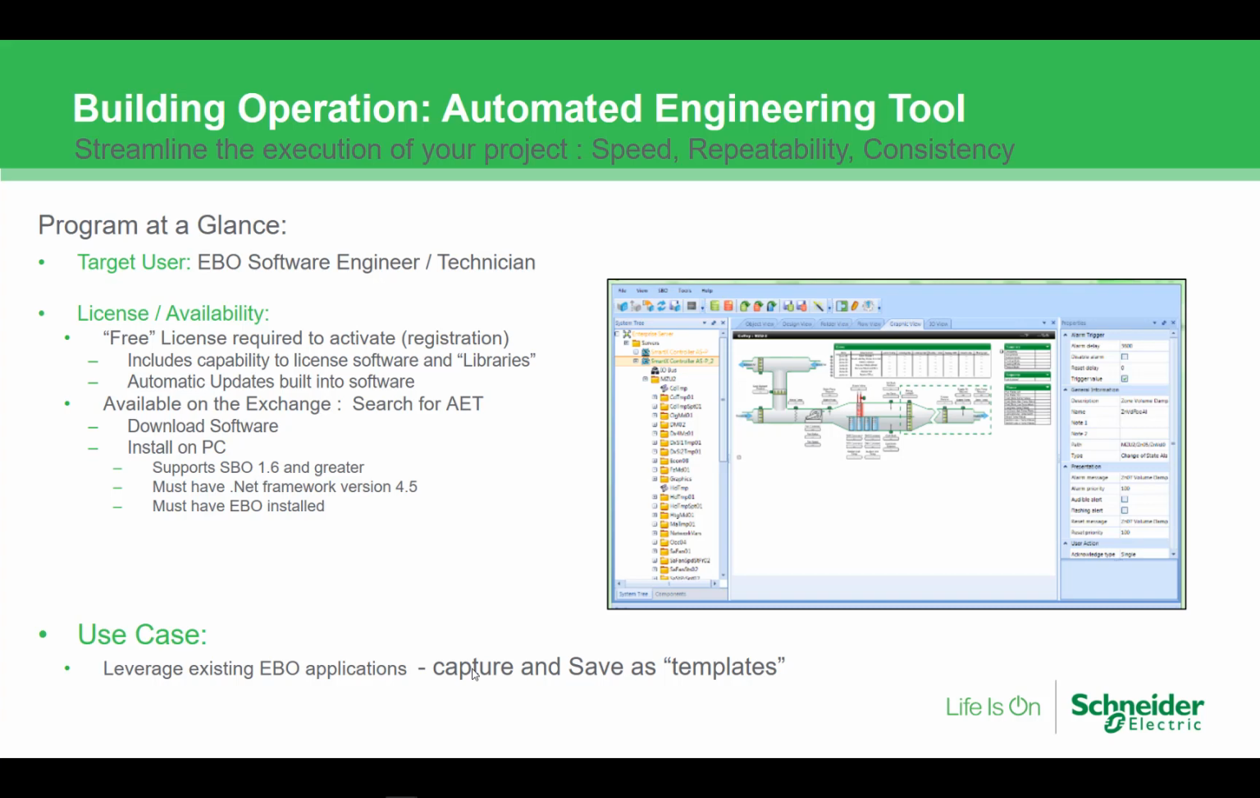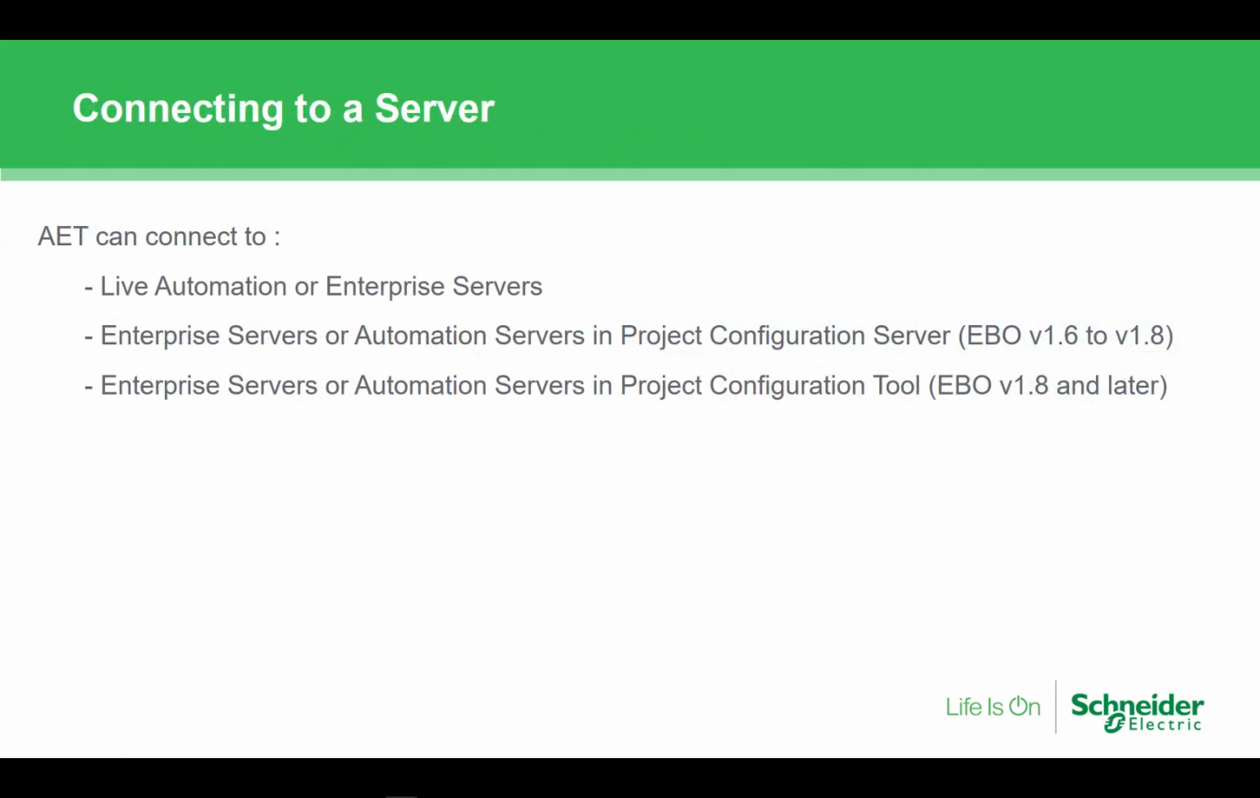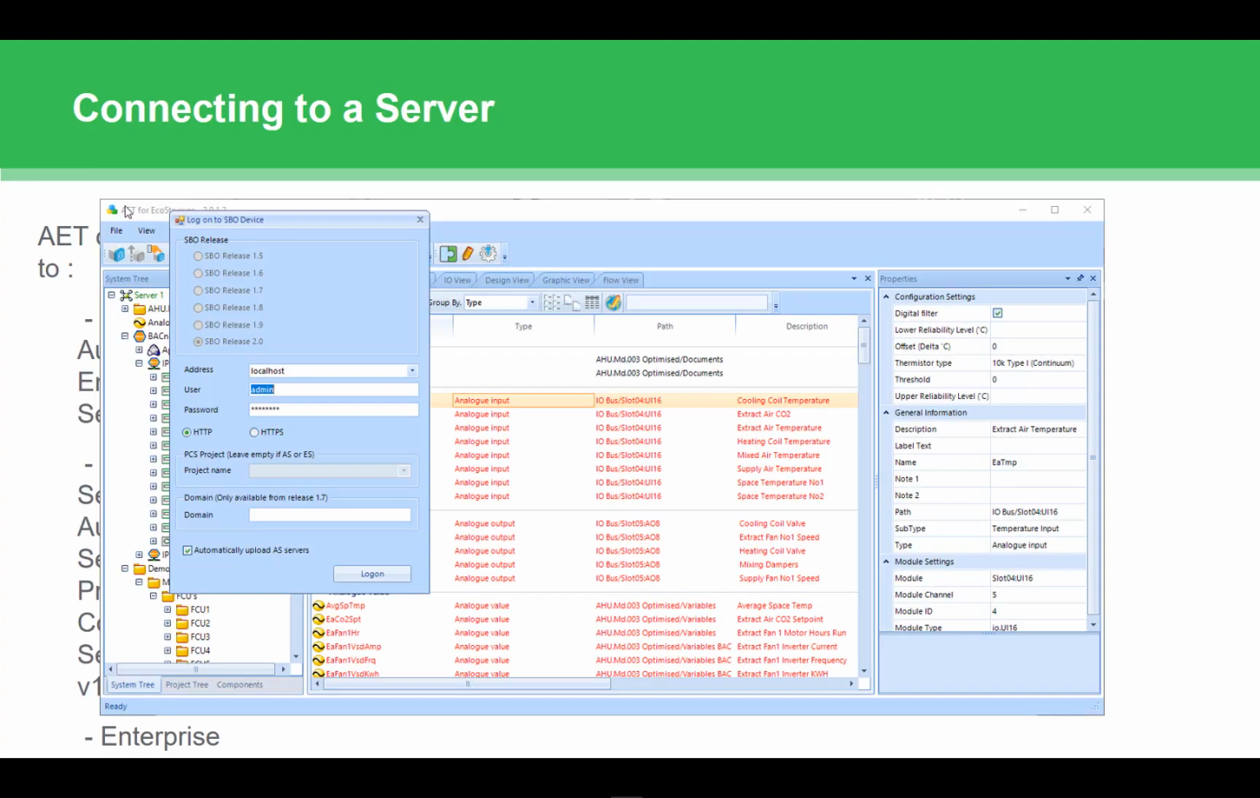With the AET installed, the first step is connecting to a server. AET can connect to any EcoStruxure Building Operation server, from live automation and enterprise servers to servers in the project configuration server available in earlier releases of EBO, and virtual servers created by the project configuration tool. If Workstation can connect to it, the AET can also. And the process to connect is pretty much the same as Workstation.